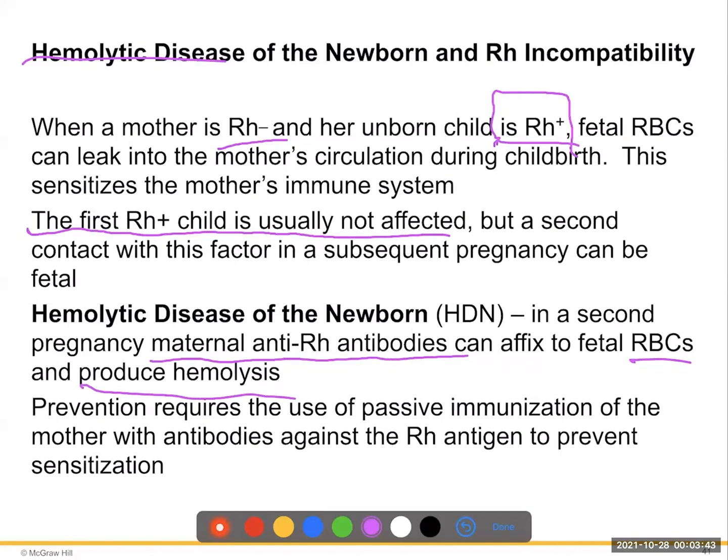So we use a passive immunization of the mother, antibodies against Rh, to prevent it. That's your RhoGAM injections. Again, that causes the Rh positive portion of the fetal blood that got in the mother's circulation to be bound and destroyed before the immune system can recognize it as foreign. So the mother doesn't make antibodies against it for the second child.